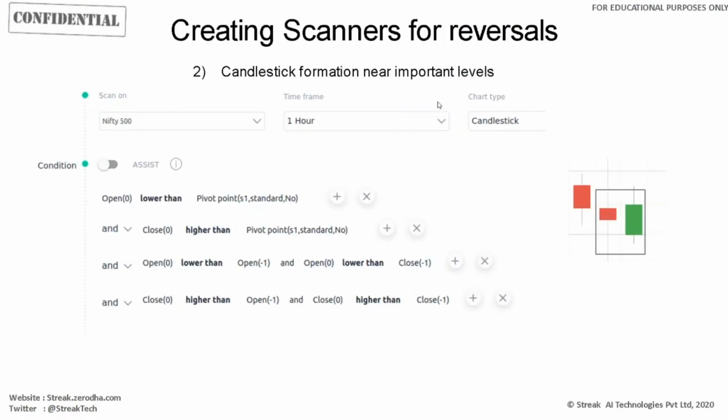Okay, our next scanner for reversals is candle formation near important pivot levels. Like I said earlier, we should look for candlestick formations near prominent market structures such as a long-term trend line, moving averages, and support and resistance levels. In this case, pivot points tell us about important price support and resistance levels where buying or selling pressure could come in, which is why we are going to identify a bullish engulfing pattern that has formed near a pivot point support level.